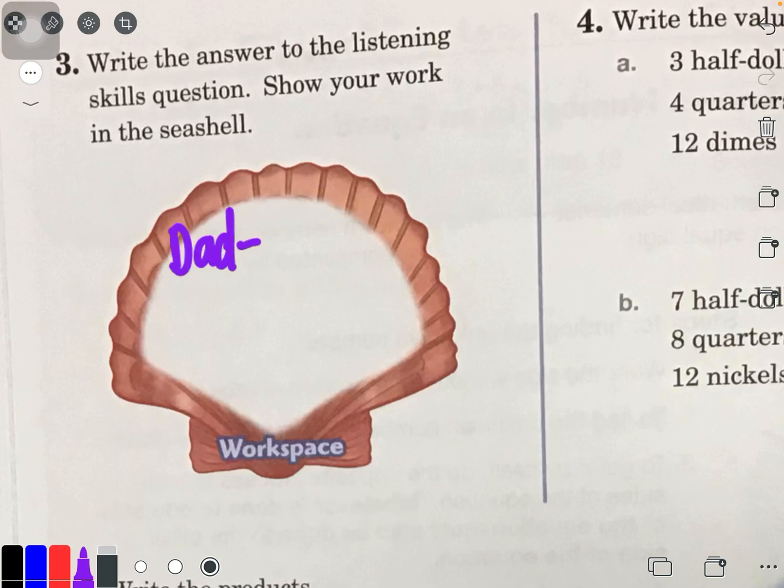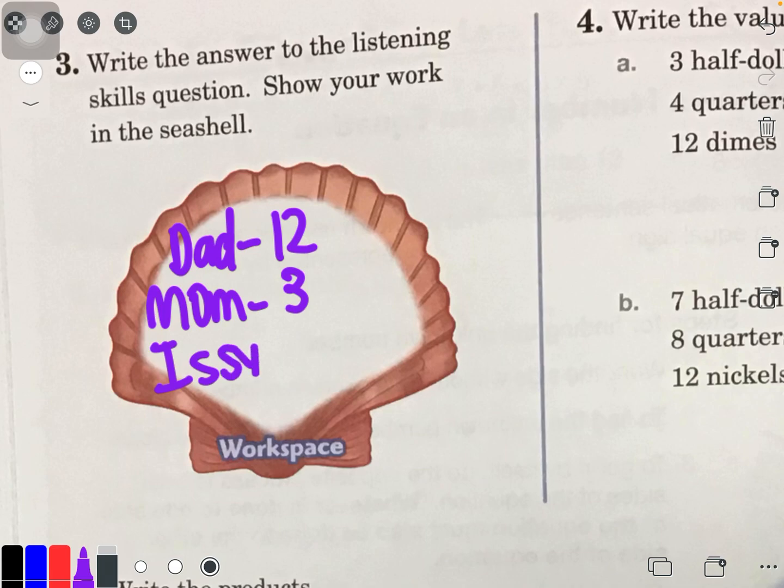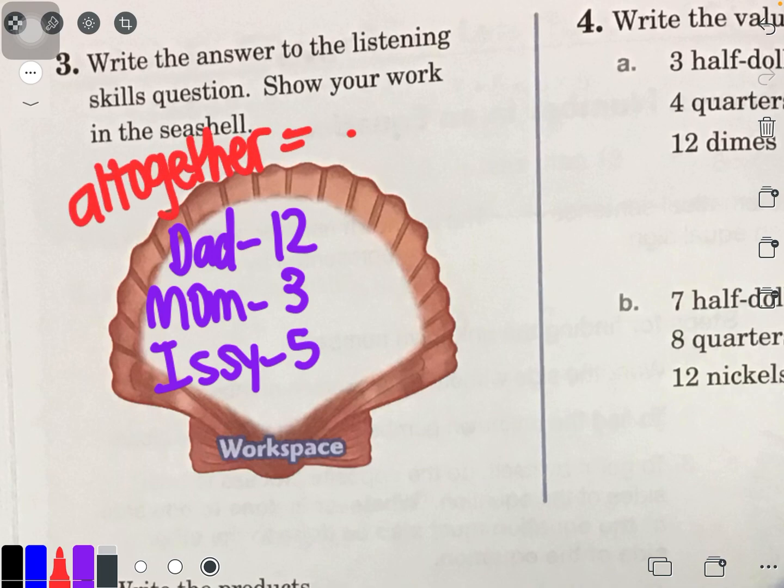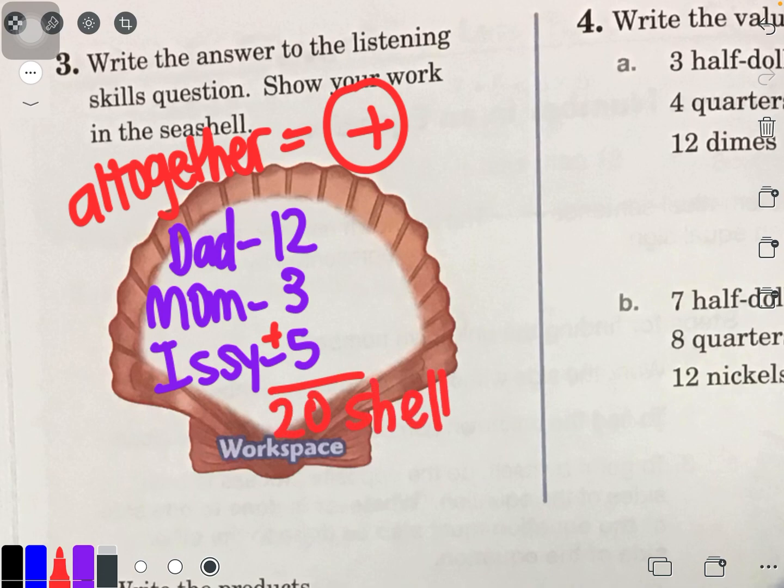Dad picked up 12 shells. Mom picked up, sorry, 3. Isabella, I'm going to put Izzy, picked up 5. How many did they pick up all together? Well, the words all together mean I have to add. So it's going to be 12 plus 3 plus 5. Did you get 20 shells? I hope you did. That's the answer. Right, let me help you with number 4.